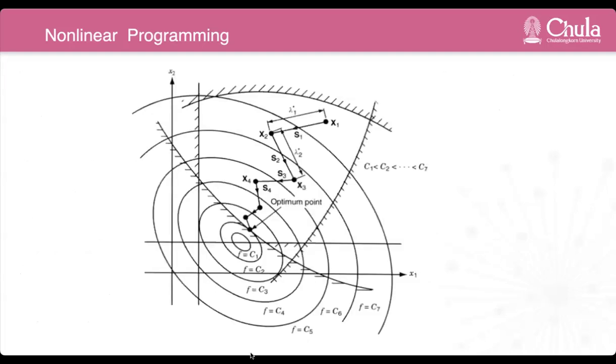So, for example, this one, we're going to minimize this objective function. We have only 2 variables because higher dimension I cannot draw it anymore. So we start from x1 here. We find the direction. The direction can be this direction or this direction or this direction. Any direction.